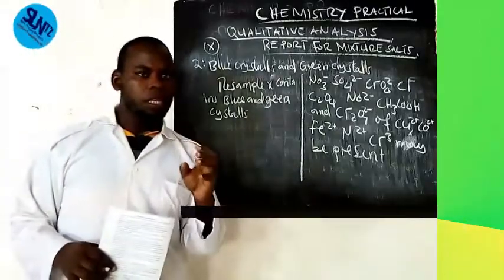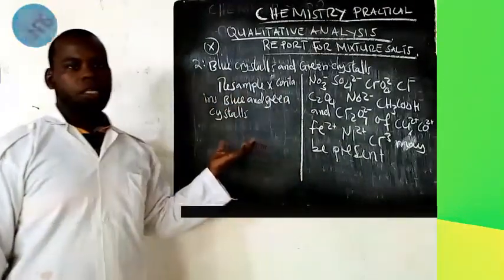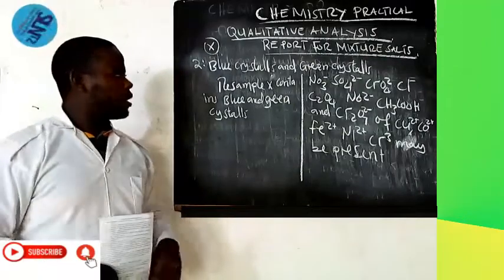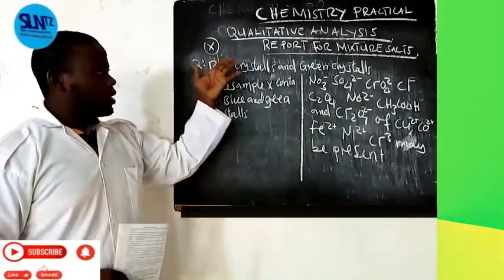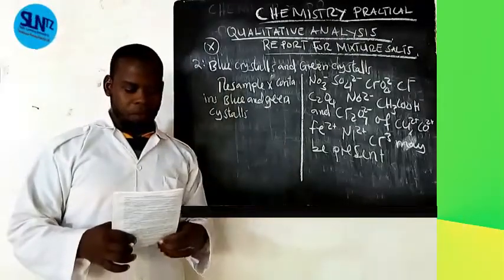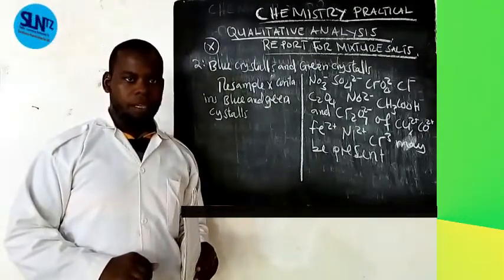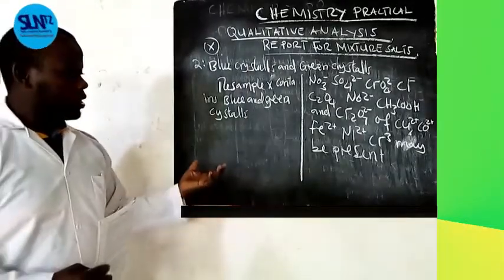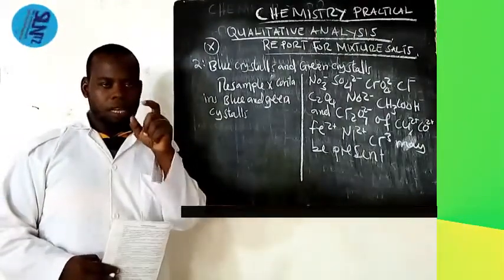I think you see and you get the concept about our lesson on report for the mixture of salty sample. That is example number 2, the mixture of blue crystals and the green crystals. And then the last example, I will show you different color and a different texture. Still stay with our lesson. Be together with me for example number 3.